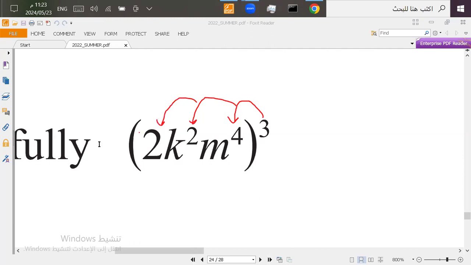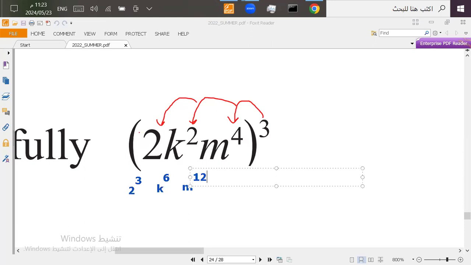Now, expanding is not the same if all of them are multiplied. If there's a number, you just raise the number or the coefficient to the power. So here basically is going to be 2 to the power of 3. And here we have k to the power 6. And then here m to the power of 12. Because when you distribute powers, you multiply the powers by each other.